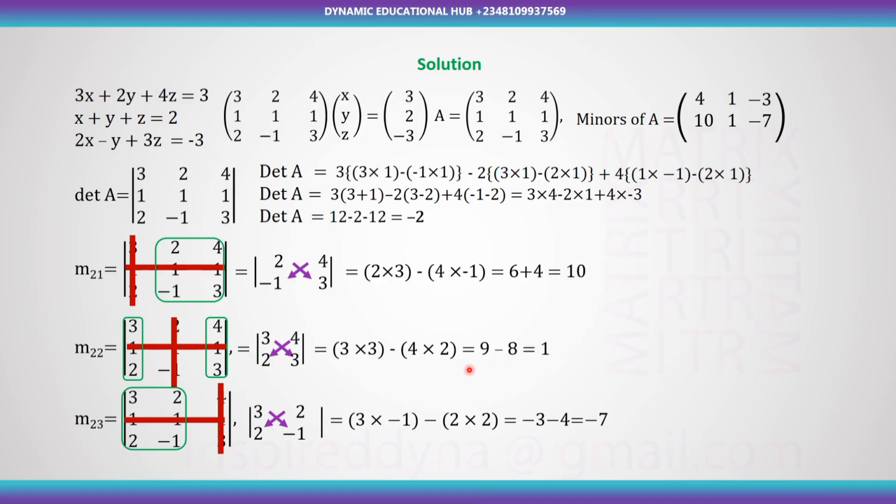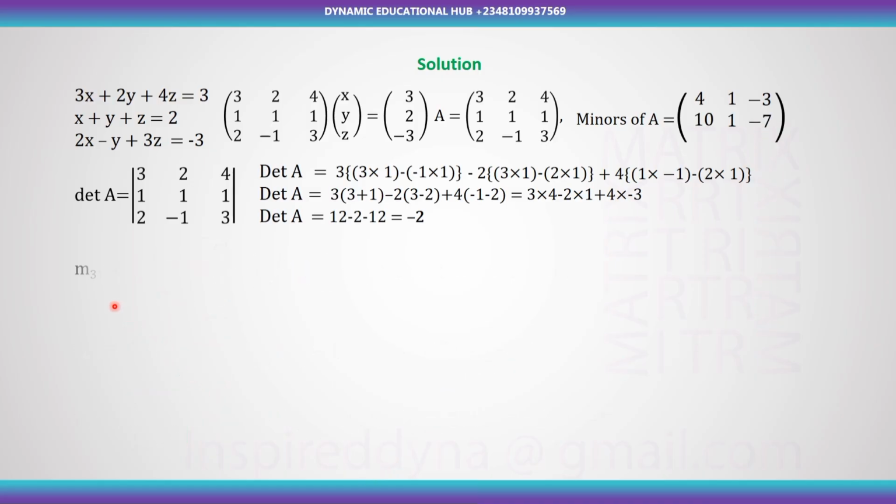The next step is to find the minor 3 1, which is the third row. Delete the third row, first column. You are left with this matrix. So we can find the determinant.